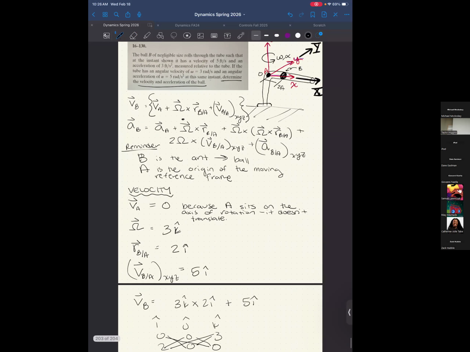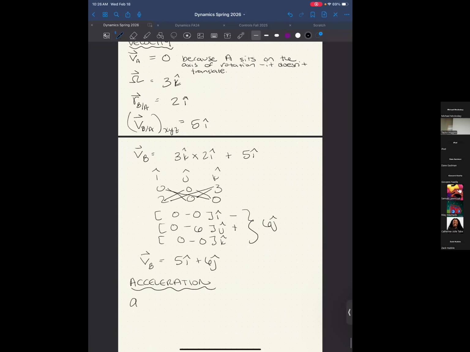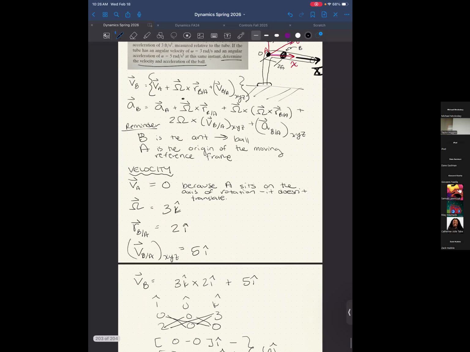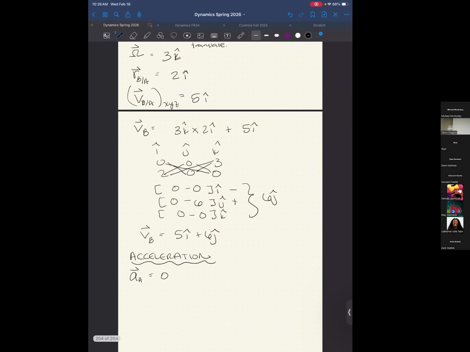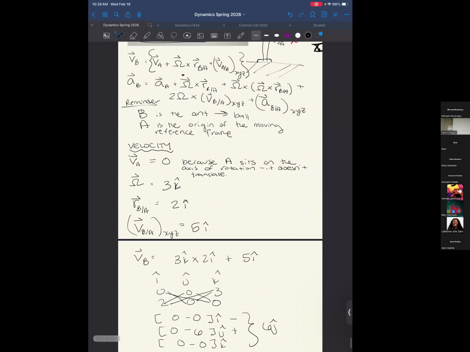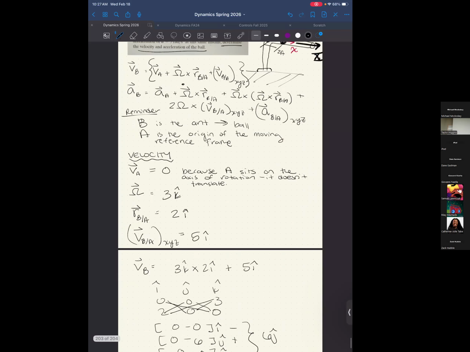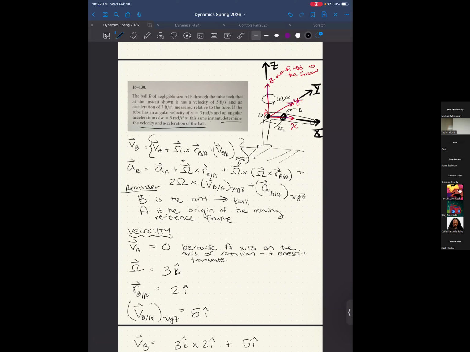Okay, acceleration, I need to know A. What's that? Acceleration of point A. 0, yeah, it's not translating at all. We need to know omega dot. What is that? So we're told that this thing does have an angular acceleration. Yep, 5. And then what direction? Beautiful. 5k hat.